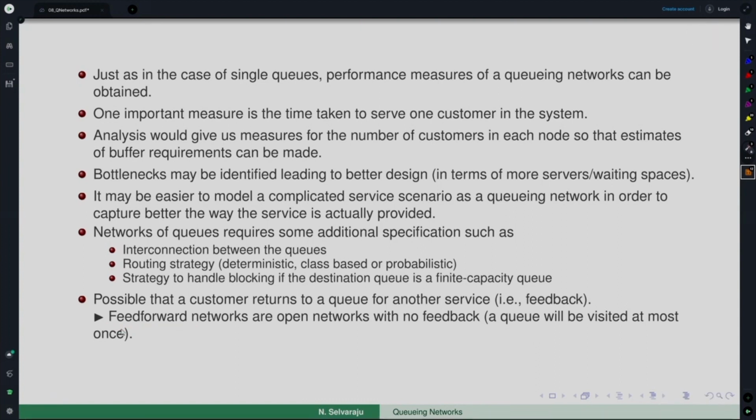Why are we distinguishing feed forward network and feedback? Because these features play a critical role, making the analysis easier or tougher depending upon whether there is feed forward or feedback in the network. As we go along, you will understand why. There are many other things like fork-join queues and things like that, which will come later if there is time.